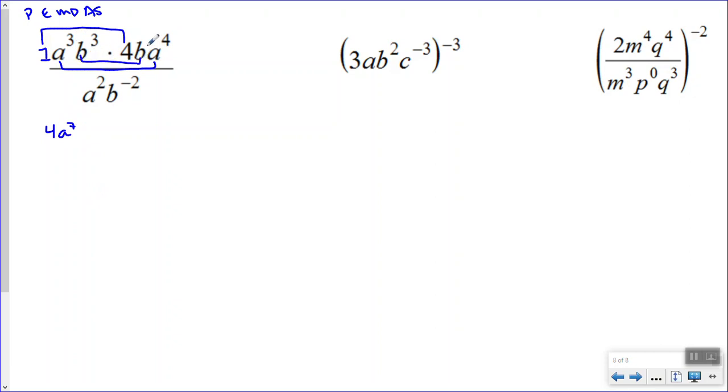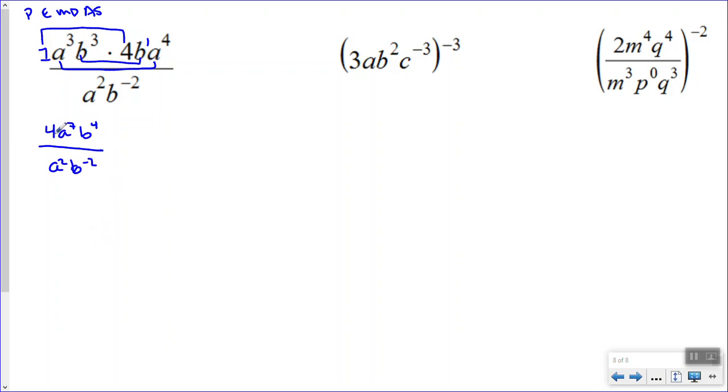Then I move on to my next term, b cubed. I see that I have a b to the hidden first power in the second term, so b cubed times b to the first is going to be b to the 3 plus 1, or 4th power. I haven't used my denominator yet, so that stays exactly the same. Now I'm ready to handle the division.